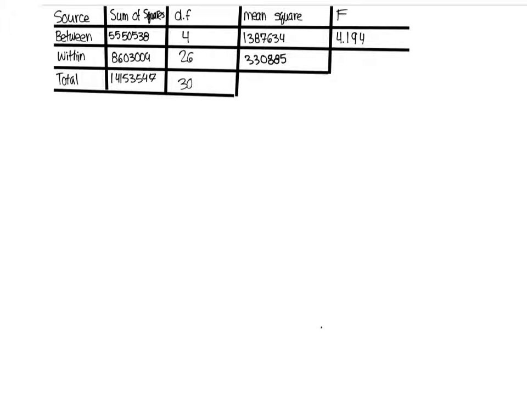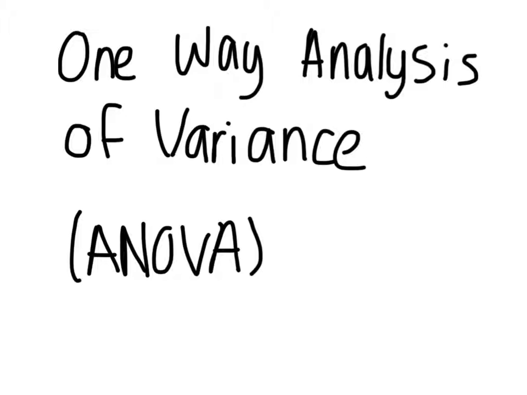330,885. So our totals is basically just as it's described, adding the sum of squares, the between and within sum of squares, as well as the degrees of freedom between and within. So I hope this video helped to demonstrate a little bit more about section 12.1 or one-way analysis of variance, or ANOVA.